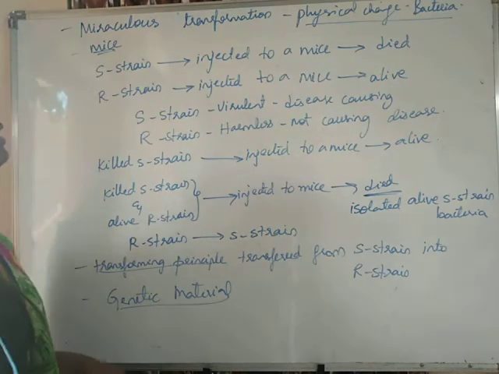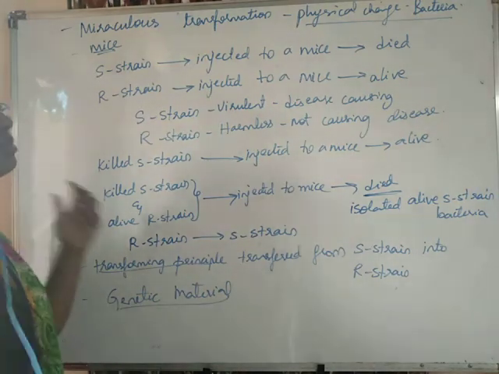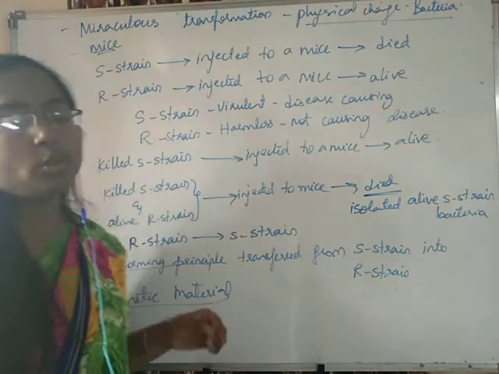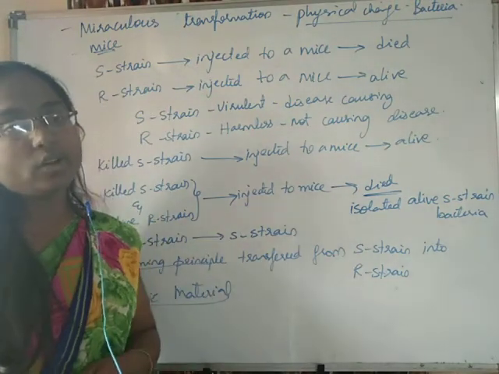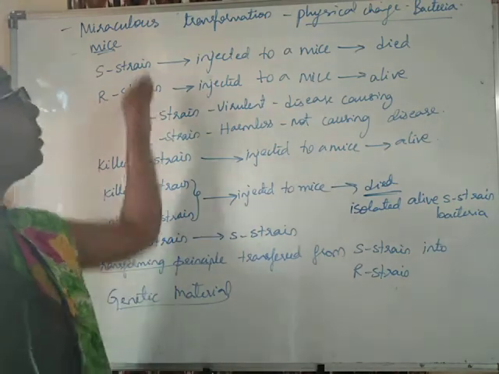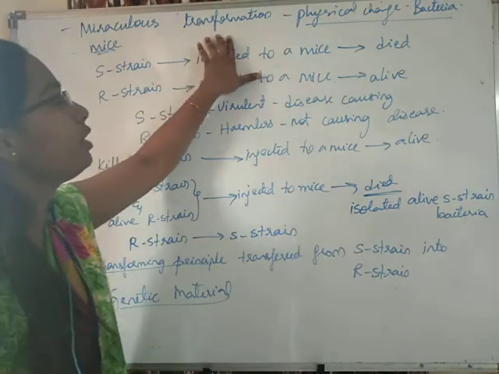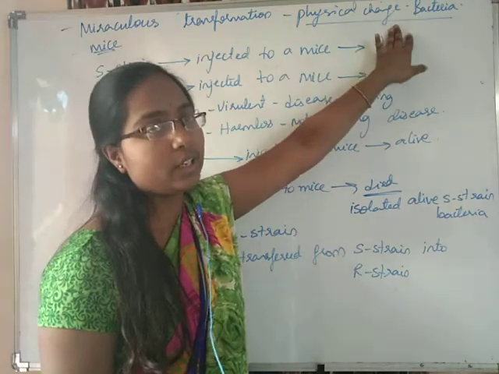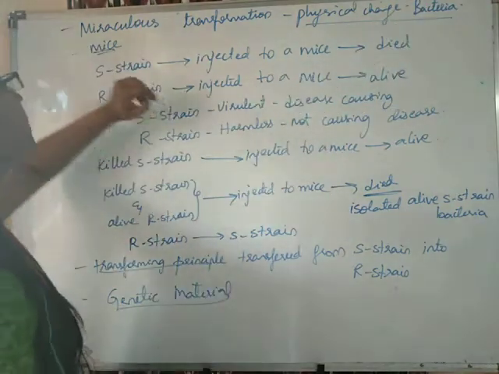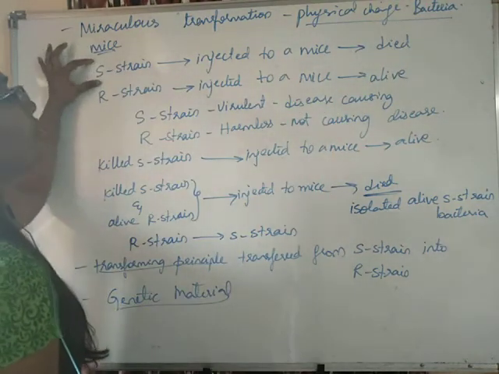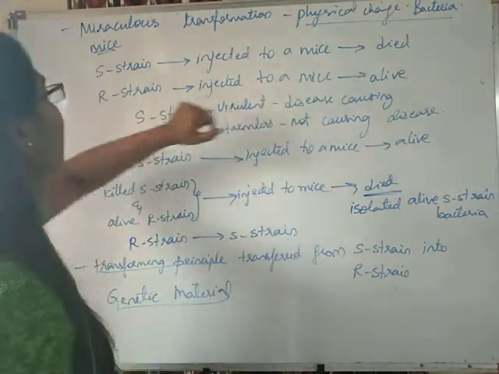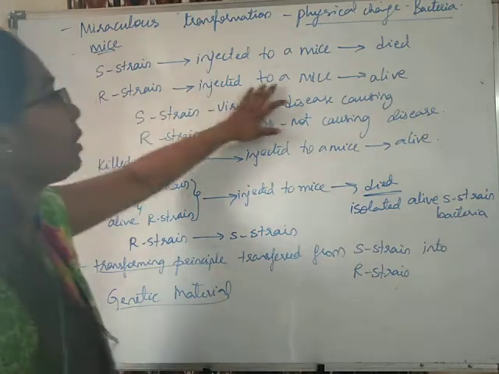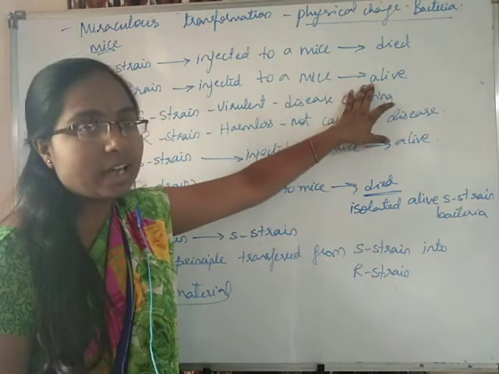Okay. Frederick Griffith has observed when he was making experiments with Streptococcus pneumoniae, which is a bacteria causing a disease called pneumonia. He observed a transformation, miraculous transformation in the physical condition of the bacteria. He observed that the S strain, when it was injected to a mice, this mice was dead. When R strain was injected to a mice, this mice was alive.